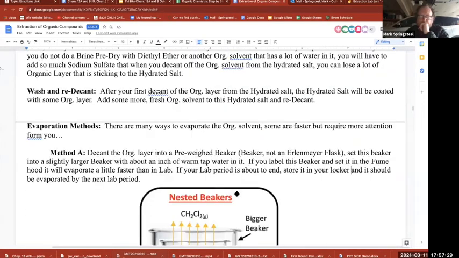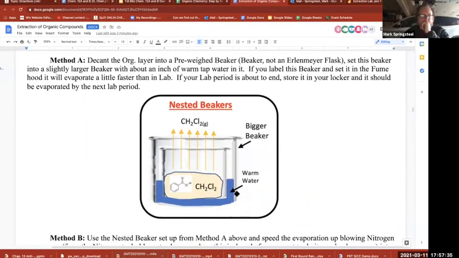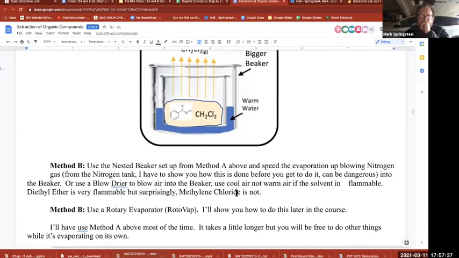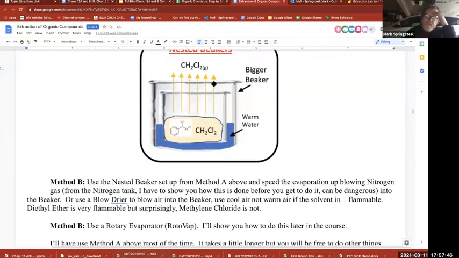All right, so yeah, that's method A, just that one. Method B, oh yeah. So we could do this same thing if we wanted to speed it up. If we're in a hurry, you can blow nitrogen gas into this inner beaker, and all the vapor will be pushed away sooner, and it'll evaporate quicker.